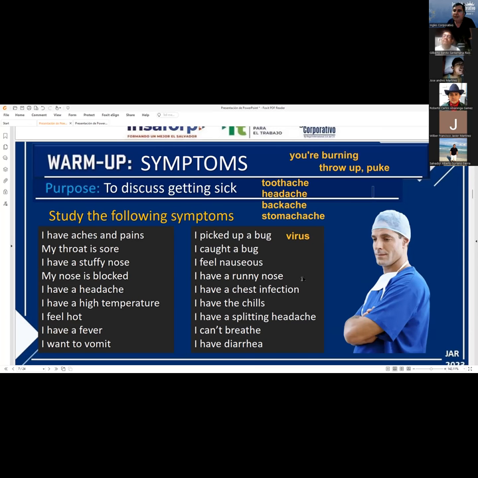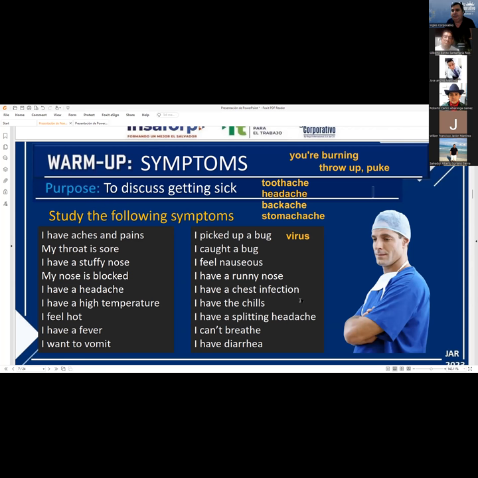I have a runny nose. Okay. You have a runny nose. It's like mucus is coming out of your nose, right? I have a chest infection. Sometimes you have a pain in your chest and you cannot breathe deeply because you have a chest infection and you have the cough. So there is chest infection.